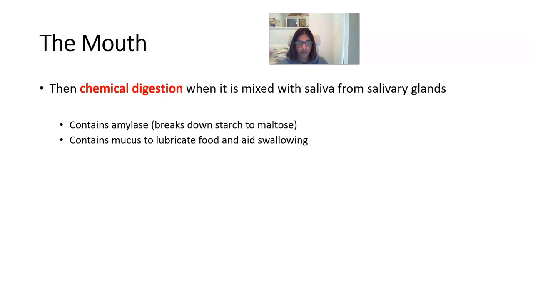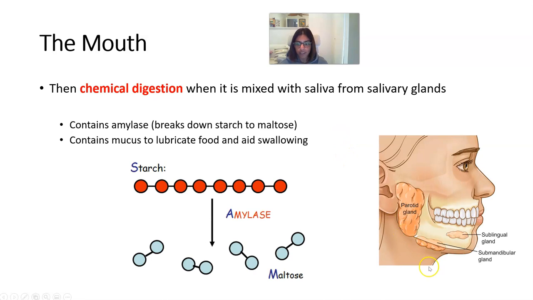Salivary glands also secrete a mucus, which helps to lubricate the food and allows it to be swallowed with ease. So here we can see in this picture we have a salivary gland at the back of the jaw near the ear, and we have 2 that lie underneath the tongue and underneath the back teeth.